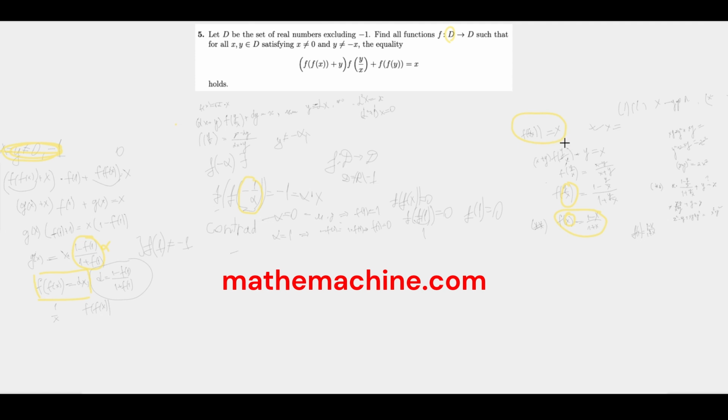is simply x. When plugging this back into our equality, we get that f of y over x equals 1 minus 1 over x over 1 plus y over x, where we can substitute the argument with x and get the following solution: f of x equals 1 minus x over 1 plus x, and we plug it back in and check that everything works.